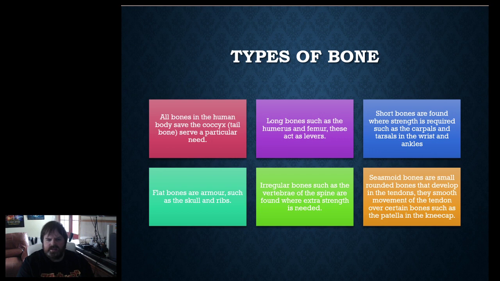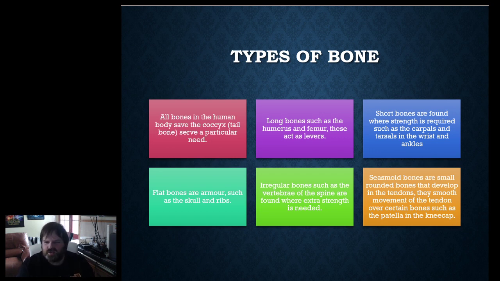Now, I could tell you have 206 bones in your body, and you kind of do. Some people will have more because of sesamoid bones. They're small rounded bones that develop in the tendons, and they smooth the movement of the tendon over certain bones, such as the patella, the kneecap.